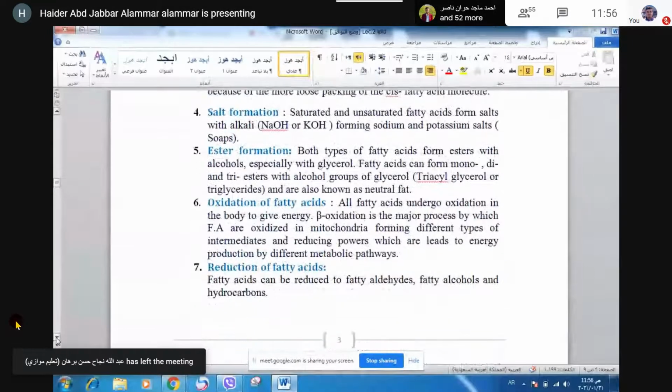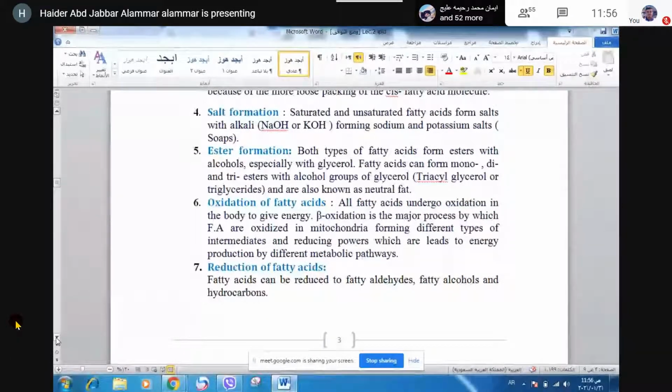The fourth property of fatty acids is salt formation. What do I mean by salt formation? If I take a saturated or unsaturated fatty acid and mix it with sodium hydroxide or potassium hydroxide, this will form a sodium or potassium salt, which is the soap that we use for washing our hands. Okay, this is called salt formation. Both saturated and unsaturated fatty acids can form salts in the presence of sodium hydroxide and potassium hydroxide.